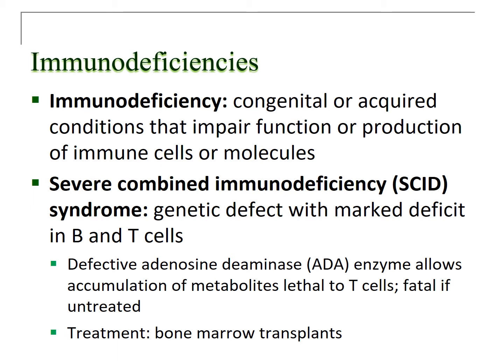And so we'll start out with a genetic condition called severe combined immunodeficiency syndrome, or SCID. This is a genetic defect in which there is a real deficit in B and T cells. In this disease, you have an enzyme called adenosine deaminase, and the defect in it allows the accumulation of metabolites that are lethal to T cells, and this is fatal if untreated. So unfortunately, what usually has to happen is some sort of bone marrow transplant in which you have a different population of T cells produced.